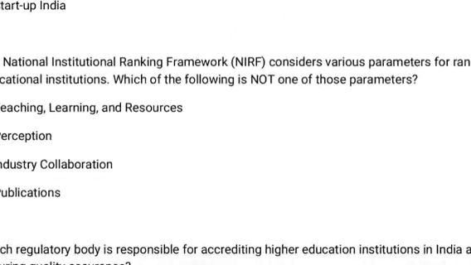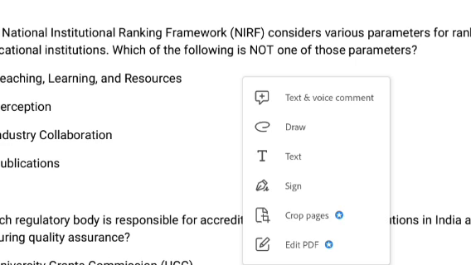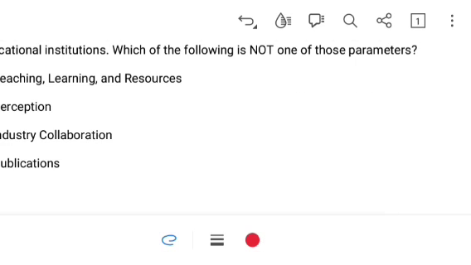Next, the National Institutional Ranking Framework NIRF considers various parameters for ranking educational institutions. Now, which of the following is not one of those parameters? Teaching, learning and resources, perception, industry collaboration, publications. So all are correct except publications. They do not engage in publication.